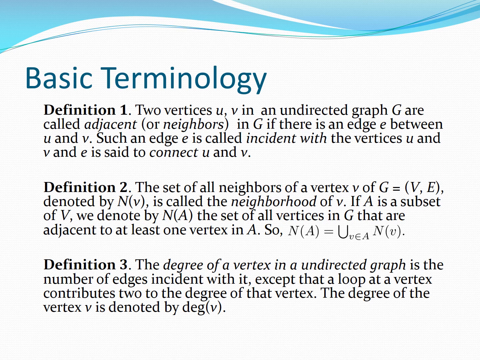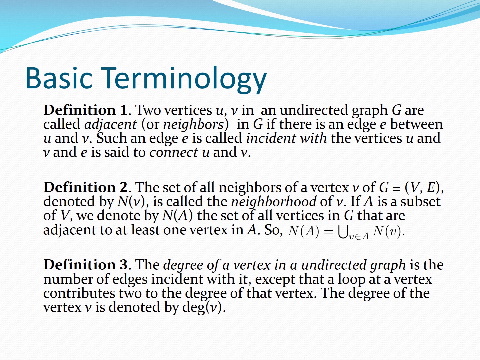All right. And then you say that this edge is incident on the vertex U and incident on the vertex V. So that's the important thing to learn here. That means you have to say that the edge E that is connecting U and V is said to be incident with U and V.